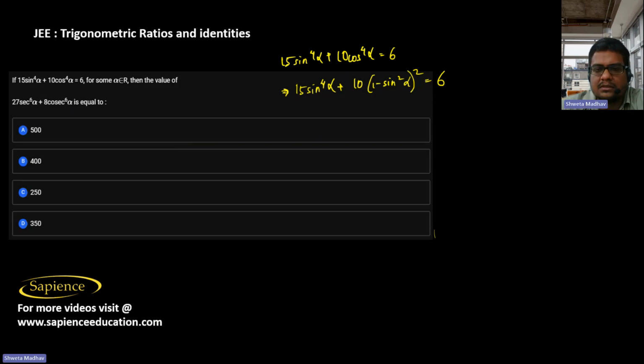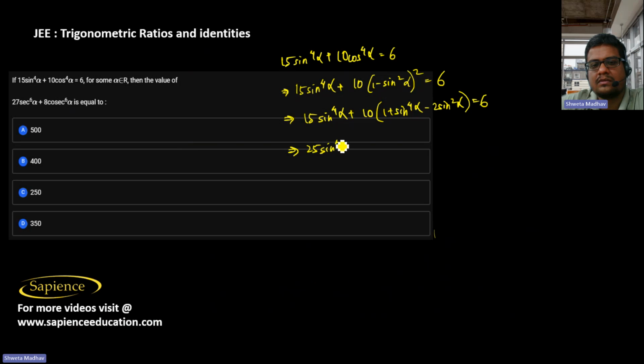So this will be 15 sine power 4 alpha plus 10 into 1 plus sine power 4 alpha minus 2 sine square alpha, that is equal to 6. So this will be 10 plus 15, that is 25 sine power 4 alpha minus 20 sine square alpha, plus 10 minus 6, so plus 4, that is equal to 0.